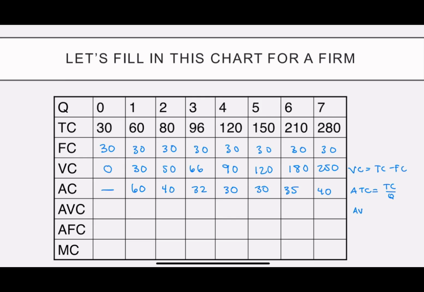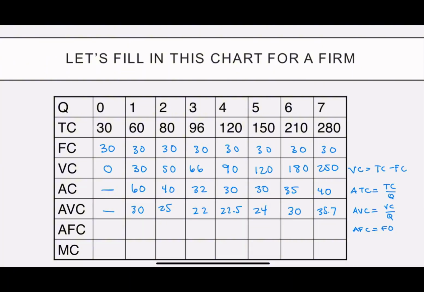To find the average variable cost, that is just the variable cost divided by the quantity. Again, we're not going to divide by 0, so we're not going to have that there. We're going to get 30, 25, 22. Got my calculator out to get these numbers here. 22.5, 24, 30, and about 35.7.